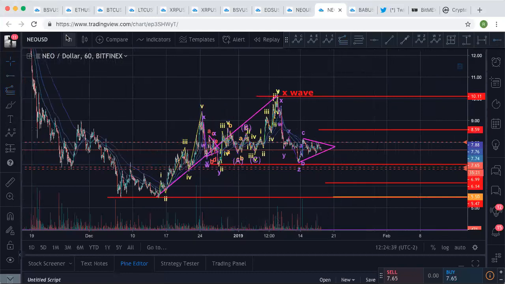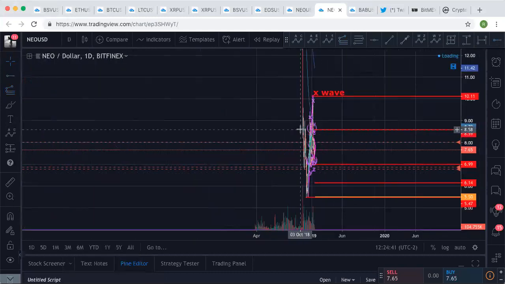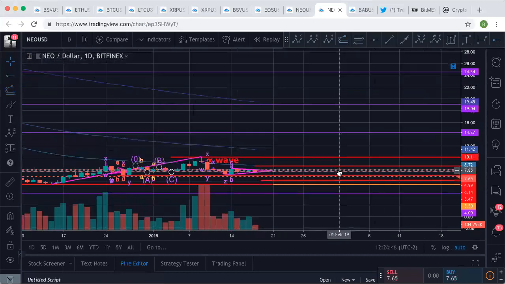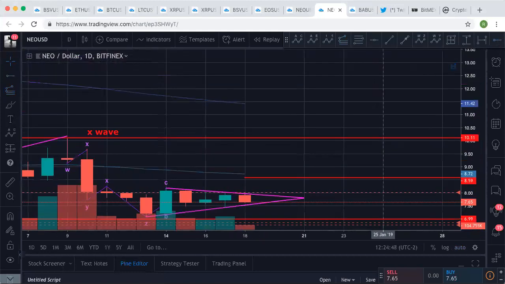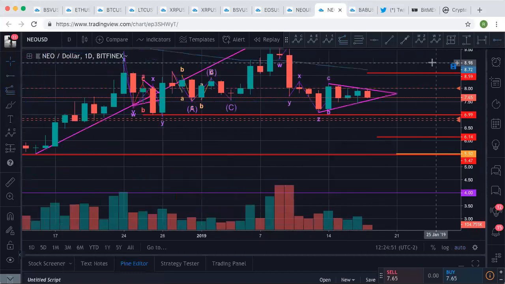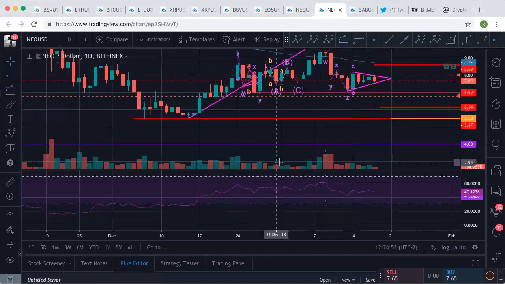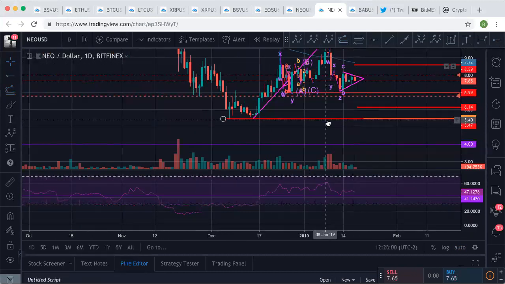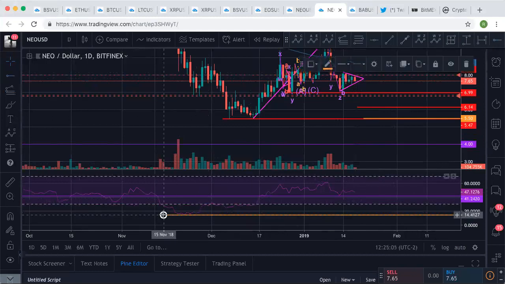Now, if we get on our daily, I love the RSI. Remember that bullish divergence that we saw here? If we break down below here and stay above this line here on the RSI, that would be a pivot for us. So that would be quite bullish in future for NEO.